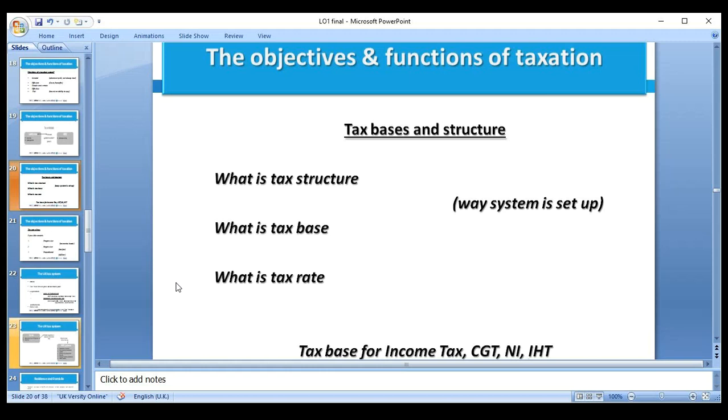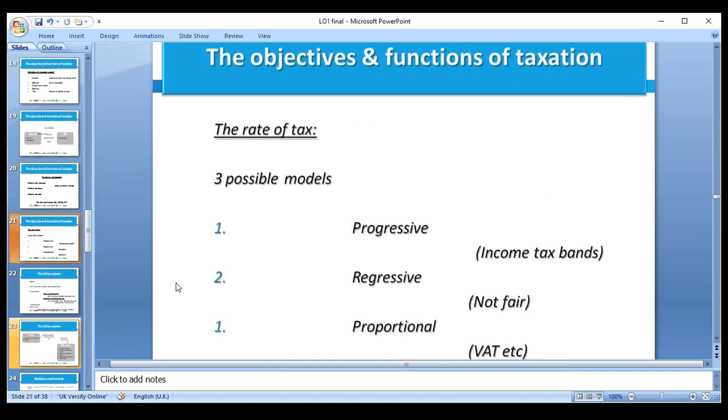Tax base for income tax, capital gains tax, national insurance, and inheritance tax. These are the bases, and we can divide them, like this is property income, this is that, depending on where the source comes from. Then the tax rate. We have three possible models: progressive, regressive, and proportional, which we already explained. Any questions on this one?